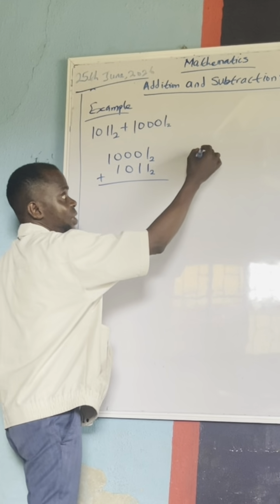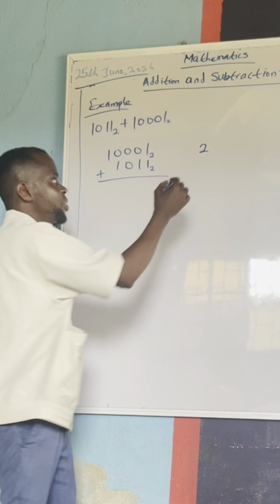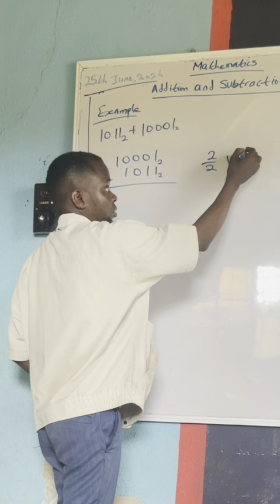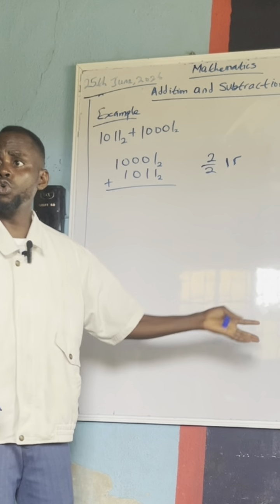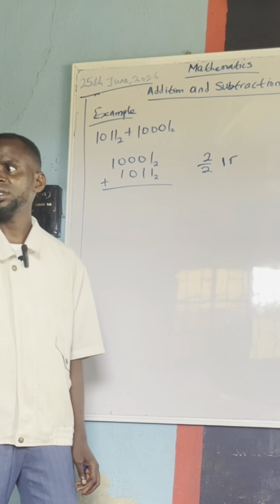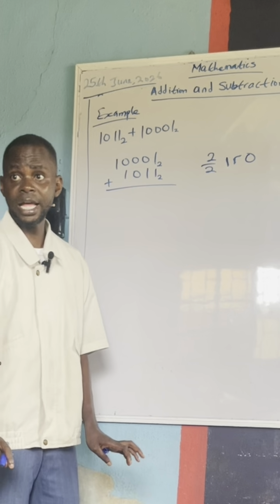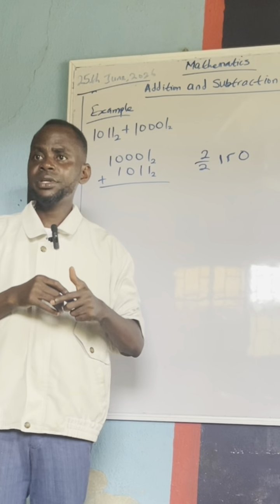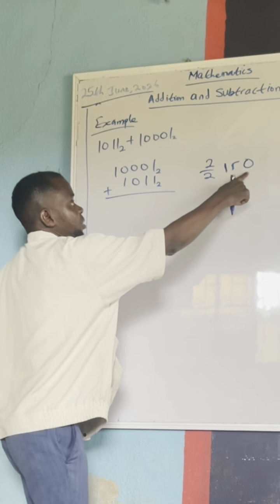Now, you will just write the 2 somewhere. What base do we have here? Base 2. Divide it by the base. 2 divided by 2 is 1 remainder 0. Do you understand that? Don't forget I told you last time that when you are solving binary, it is mathematics of remainder, right? So it is this remainder you put there.